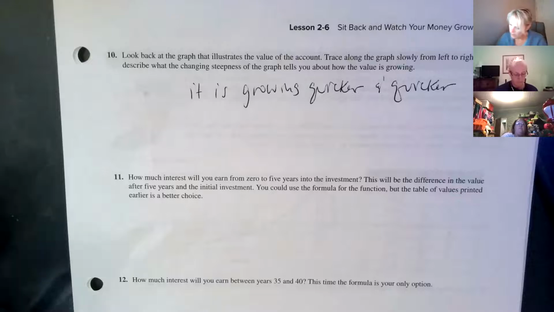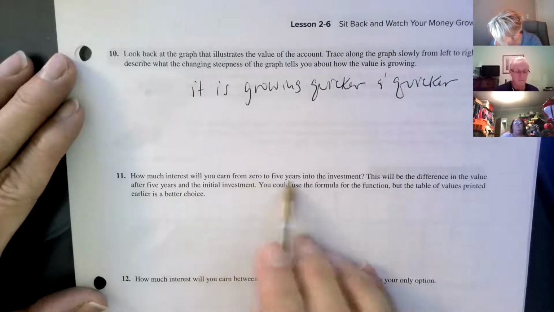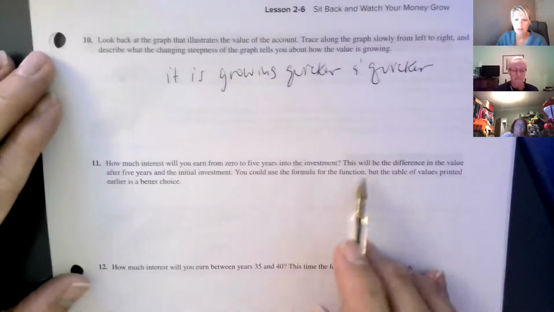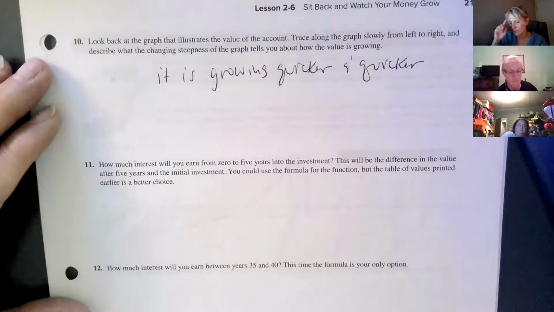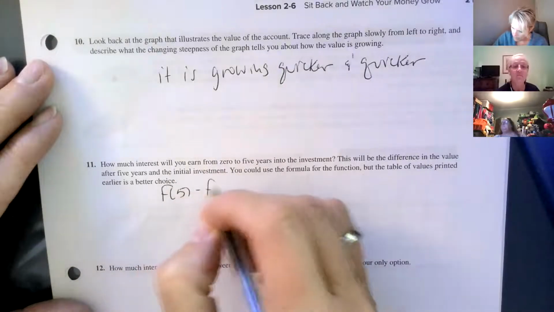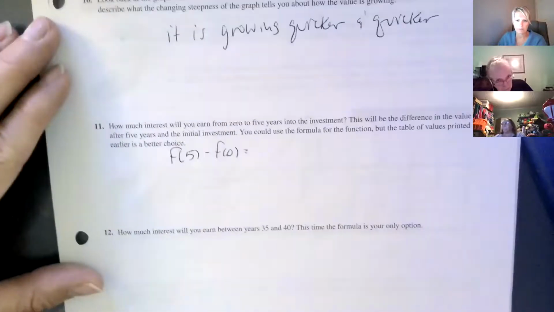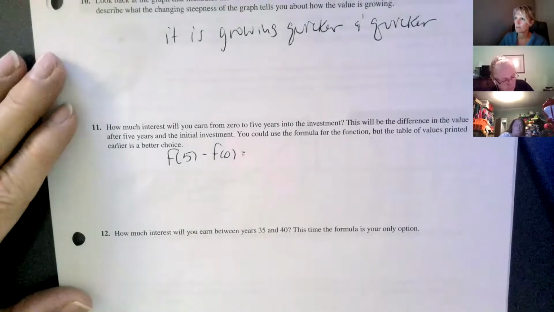And then number 11 says, how much interest will you earn from 0 to 5 years into the investment? So this will be the difference in the value after 5 years and the initial investment. So essentially it's f of 5 minus f of 0, right? The function at 5 and the function at 0. And then 12 is asking us something similar.